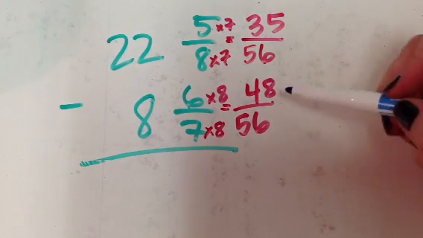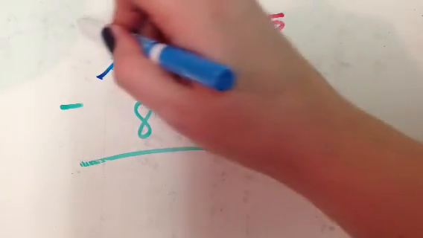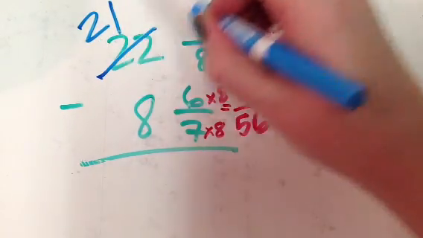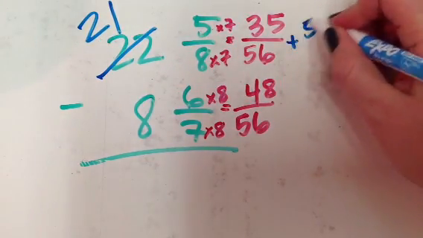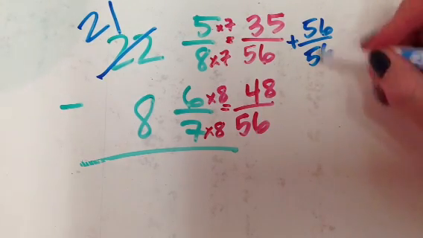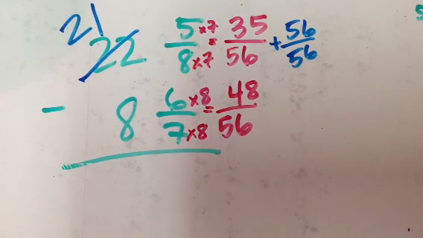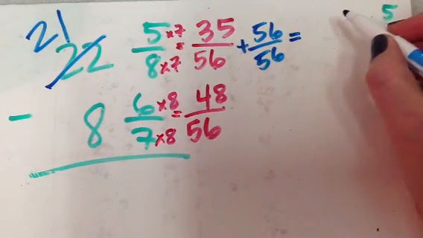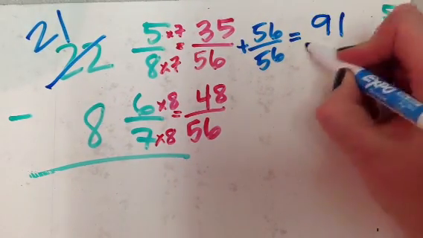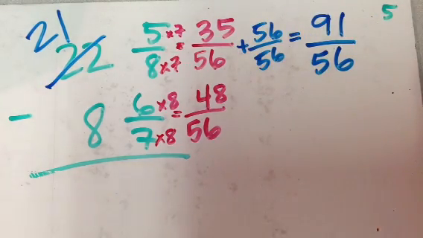But now, can I take 48 from 35? No, 35 is a smaller number. So I gotta borrow, right? And bring that one that I borrow over here, and I'm going to add it back in. Since 56 is my common denominator, that's how I'm going to write my fraction that equals 1, 56 over 56. And now I'm going to add it back into what was already there. Ay, ay, ay, this is going to be a big number, right? 91 over 56, because 35 plus 56 is 91, okay?